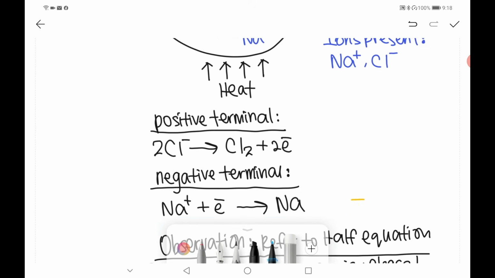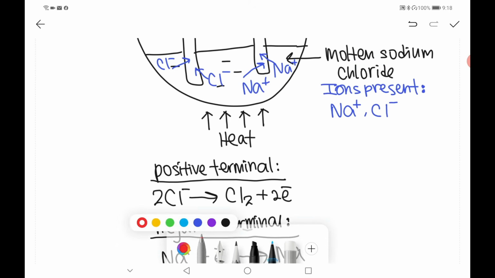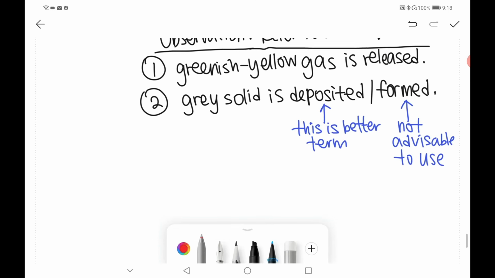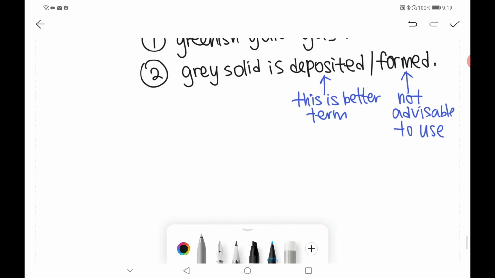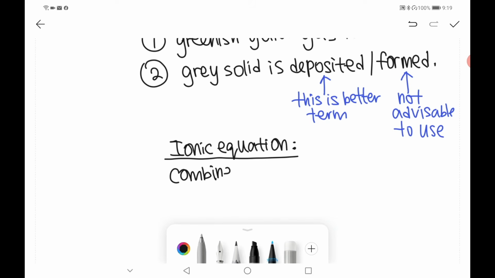Before we move on to the next example, we can do one more thing here. We also can do the ionic equation. This is not very hard. We learned before that we can do the ionic equation by combining two half equations. When we combine two half equations together, we will get our ionic equation.